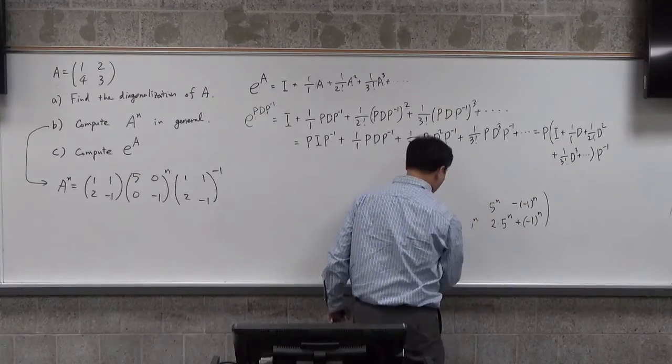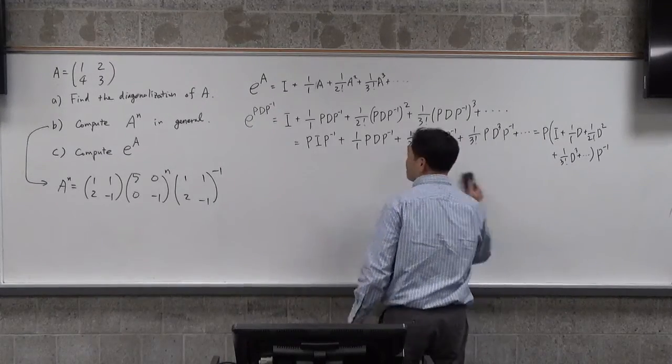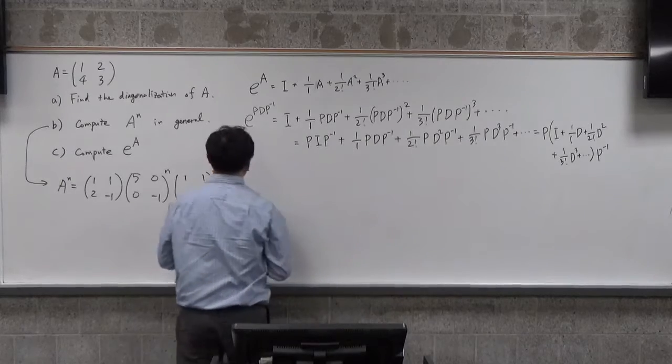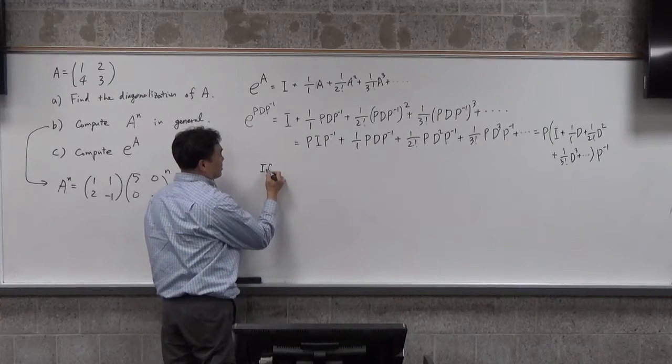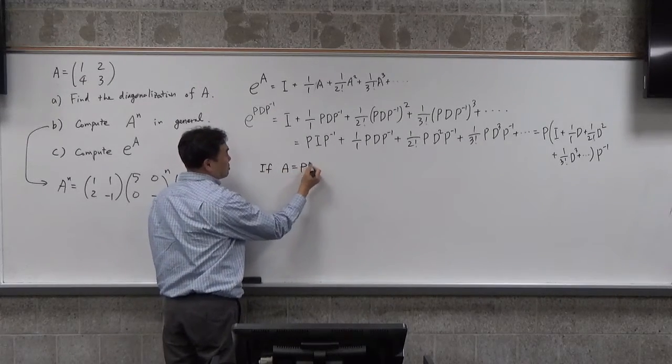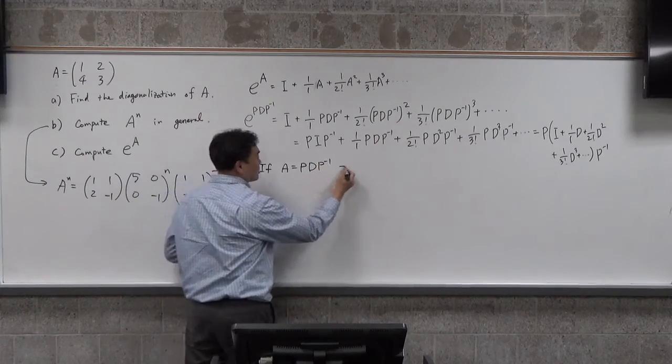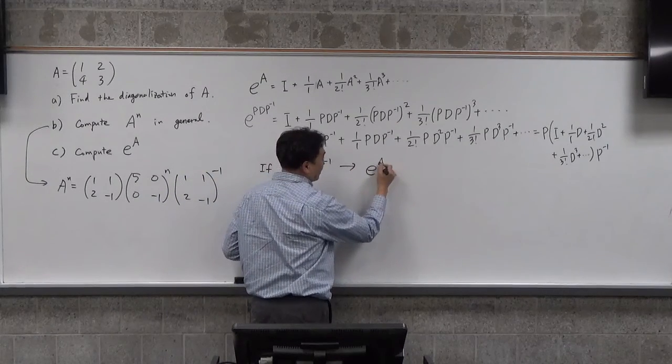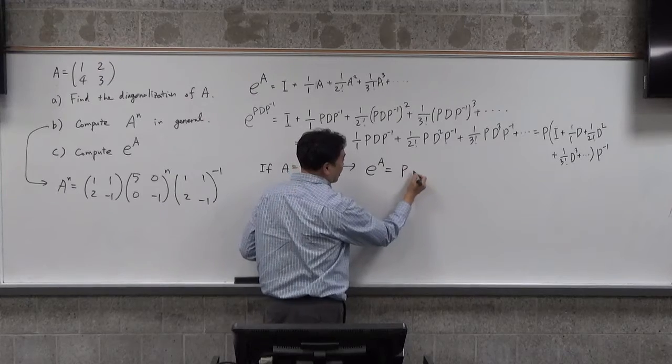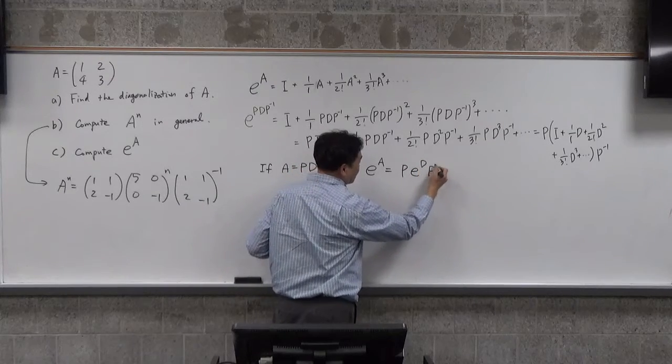So we just found out a very important identity, which is if A is equal to P D P inverse, then e to the A is the same thing as P times e to the D P inverse.